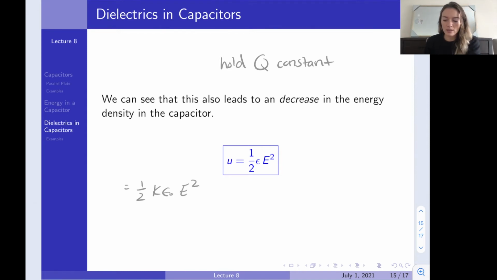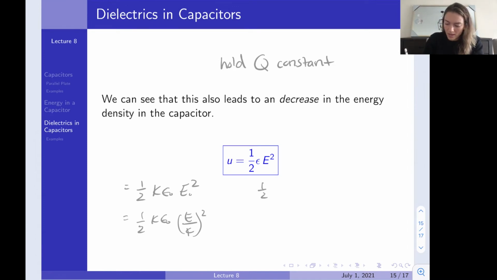Now you might look at this and say, well, clearly if K is bigger than 1, the energy density has increased. So the dielectric is actually increasing my energy density. But since we're holding Q constant and we insert a dielectric, that means that our electric field is decreasing, right? So we replace epsilon naught by K times epsilon naught. So we have K epsilon naught, but our electric field has also decreased by a factor of K. So our new electric field is E over K, and then we square that.